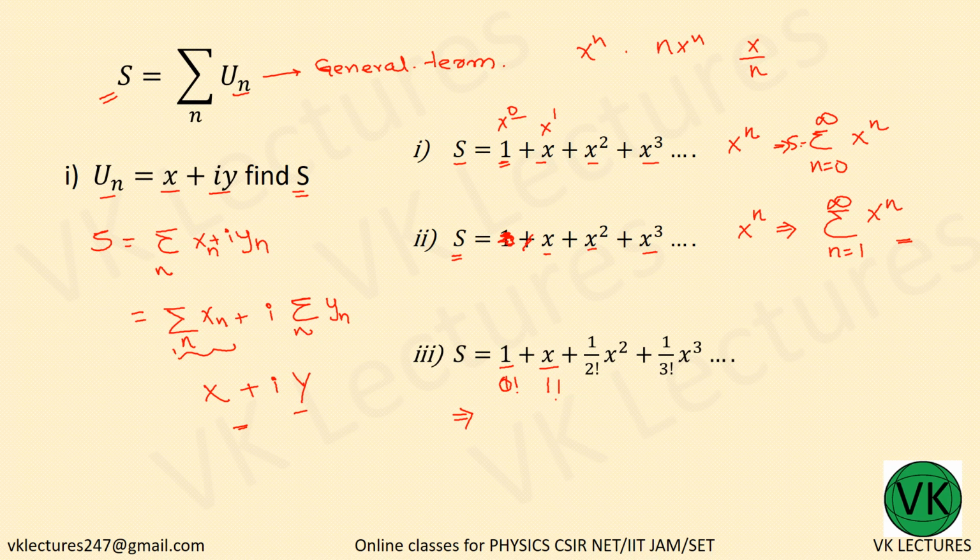So 1 divided by 0 factorial, so x to the power 0 by 0 factorial plus x to the power 1 by 1 factorial plus x to the power 2 by 2 factorial. It goes on. So this is of the form x to the power n divided by n factorial, right? So what will be the sum? S is equal to sum over n, from where it starts, from 0, so 0 to infinity. 0 factorial equal to 1.